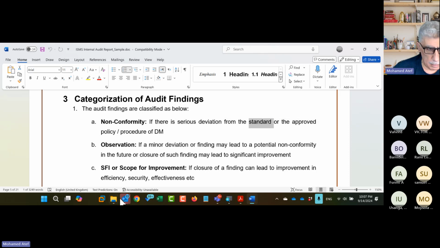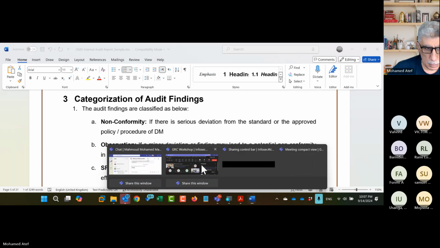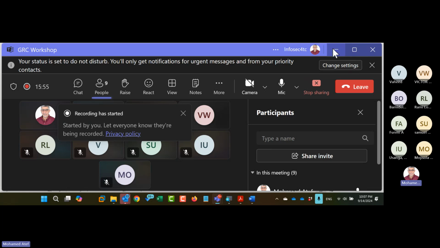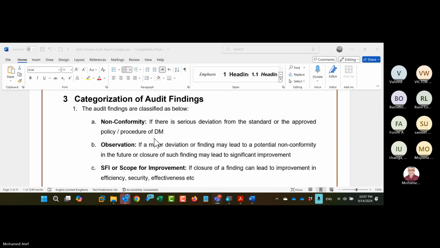You still can see my screen? Let me know if the sharing stops at any time. Okay.